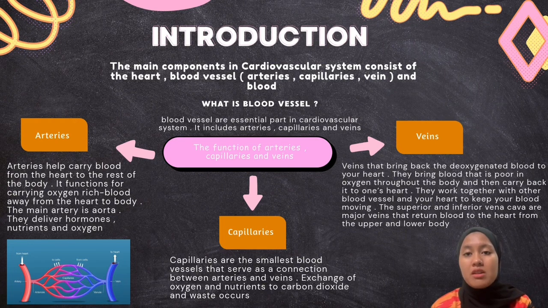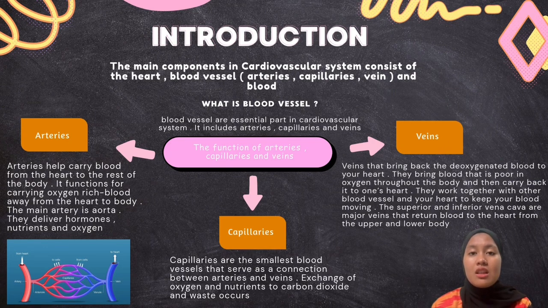For your information, the function of arteries is to help carry blood from the heart to the rest of the body. Their function is carrying oxygen-rich blood away from the heart to the body. The main artery is the aorta. They deliver hormones, nutrients, and oxygen.